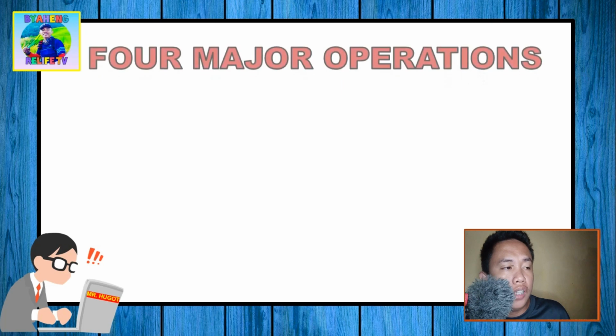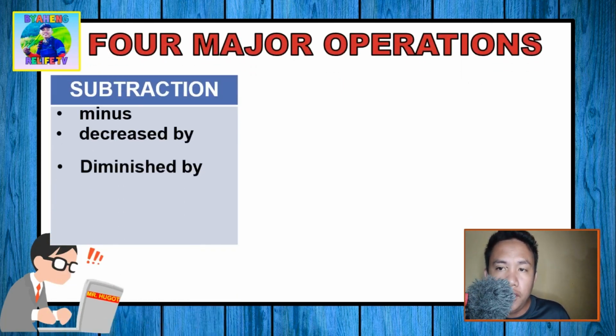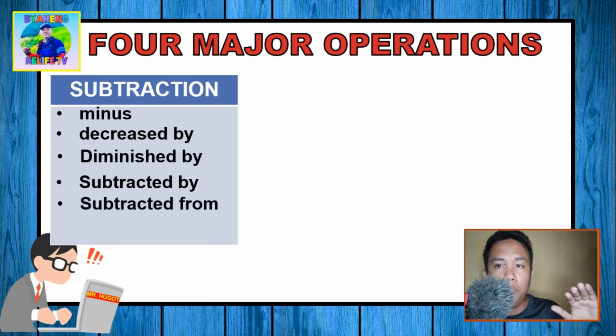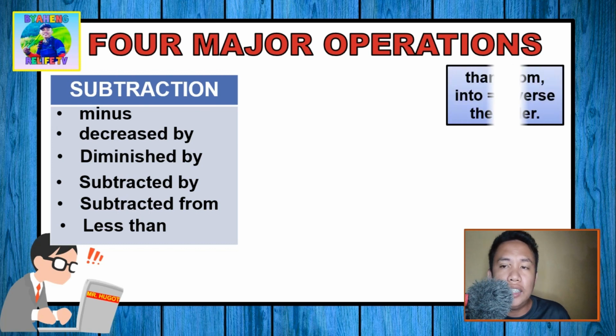So, for our subtraction, we have the word minus, decrease by, diminish by, subtracted by, the other word is subtracted from, and the word less than. Guys, iba po yan ha. Magkaiba po yung subtracted by sa subtracted from. This will be the common mistake ng ating mga estudyante, especially sa mga grade 7 pa lang natin. Now, kapag nakita kayo ng word na than, from, at into, kailangan mong i-reverse yung order.